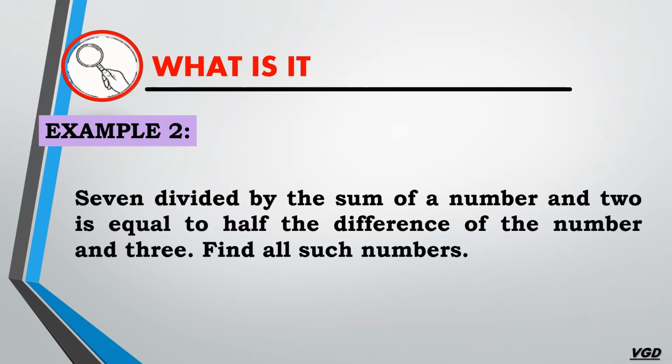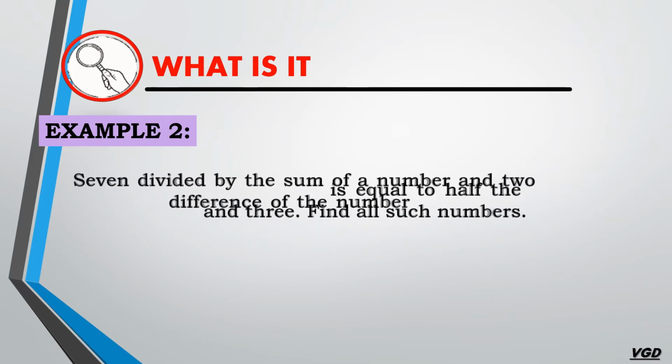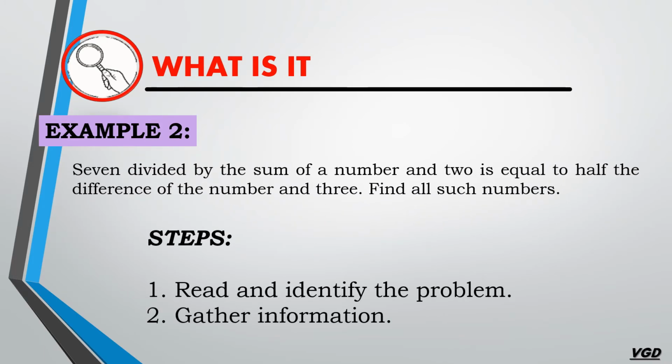So we have here 7 divided by the sum of a number and 2 is equal to half the difference of the number and 3. So the unknown is: find all such numbers. So don't forget the steps in solving word problems. Read and identify the problem is the first step. The second step is to gather information.